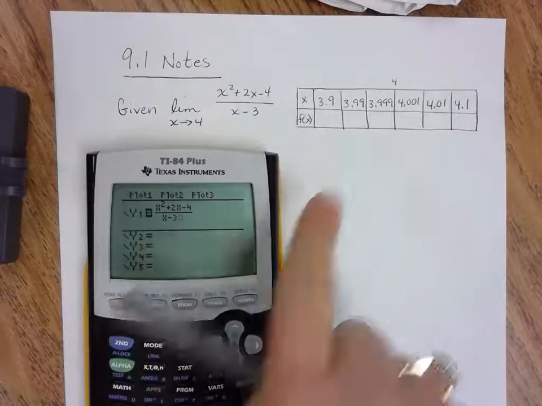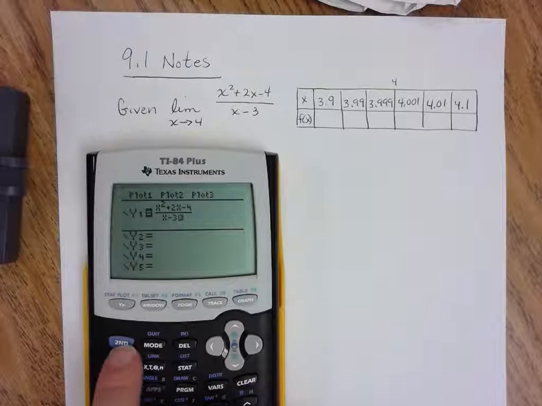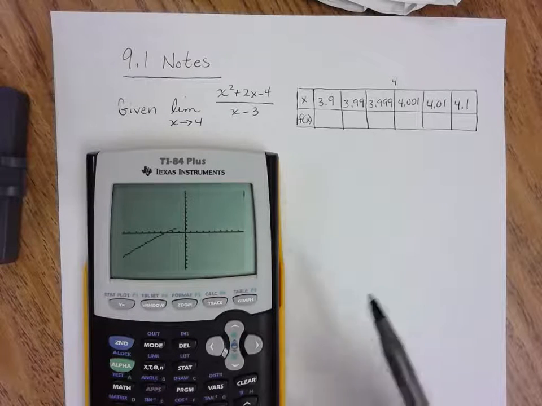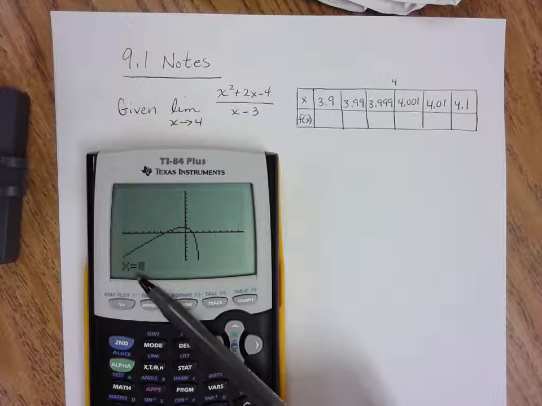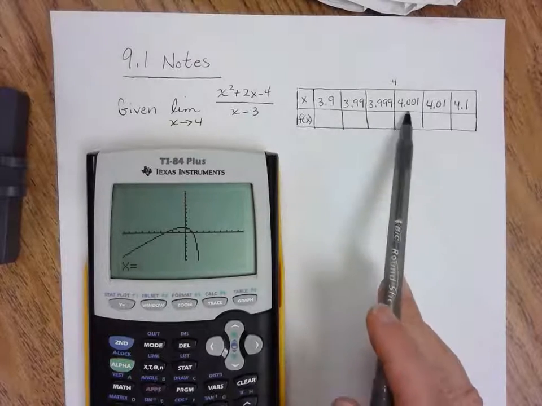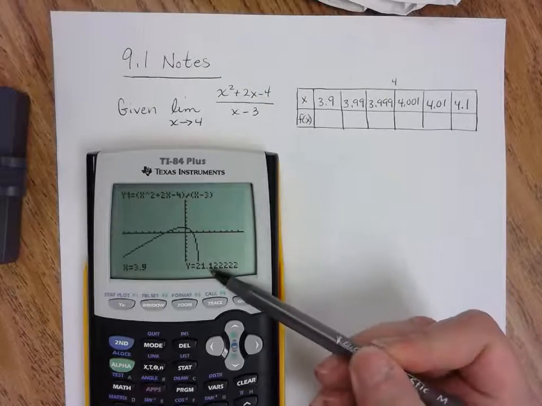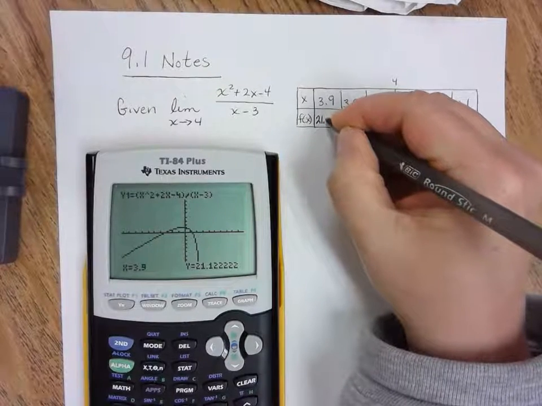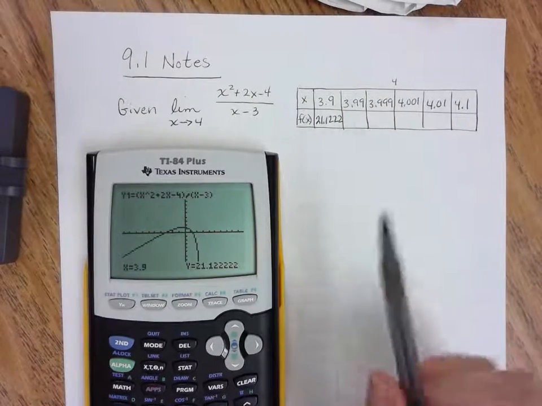So I want to know some values on this particular function. I'm going to go second trace, which is the calculate functions, and I want to know its value. I just hit enter and it's going to show me what the graph of that function would look like. It's going to give me this x equals. All I need to do is type in these values. So I'm going to go 3.9, enter, and it gives me the y coordinate, because that's what f of x is. It's the y coordinate. That's 21.1222. At least 4 places.